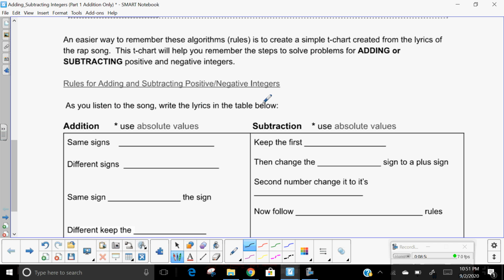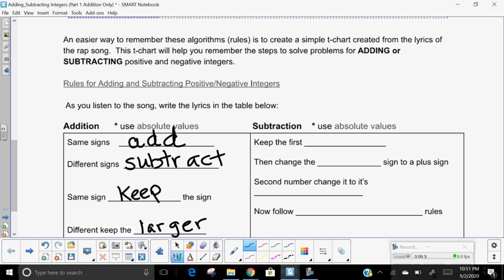Same signs add, different signs subtract, same sign keep the sign, different keep the larger.